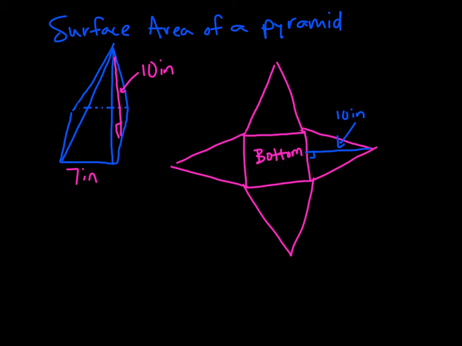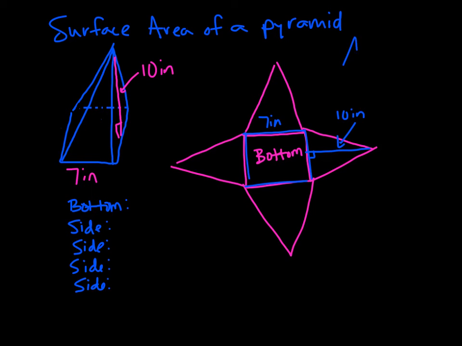And then this measurement here would be 7 inches, and the same for each of the sides. So now we have to find the measurements of all of these. We have area equals length times width for a square. Our bottom is a square, so it's 7 times 7, right? Because all of these sides are the same. But my side is a triangle. We have to remember the area of a triangle is not just length times width. The area of a triangle is 1/2 times your base times your height.